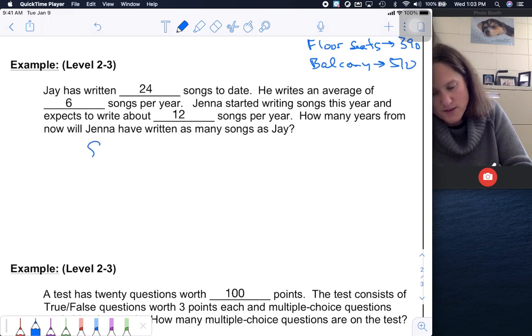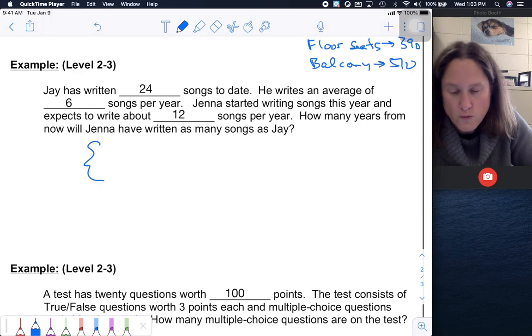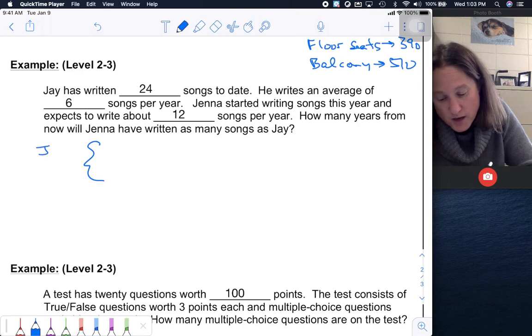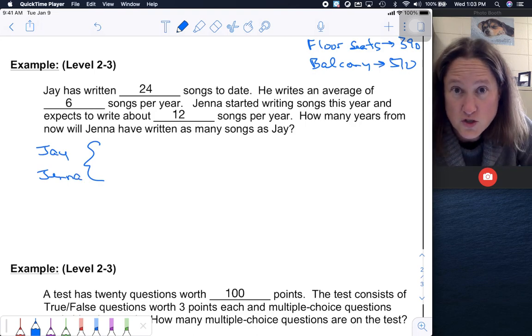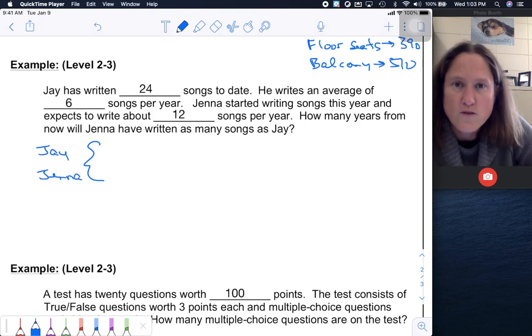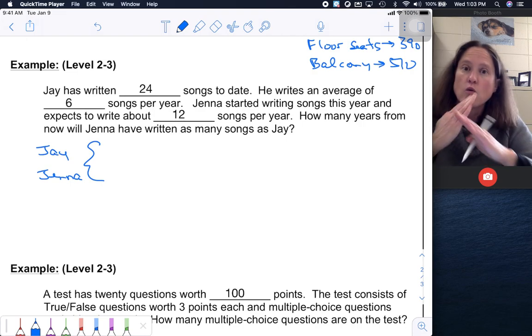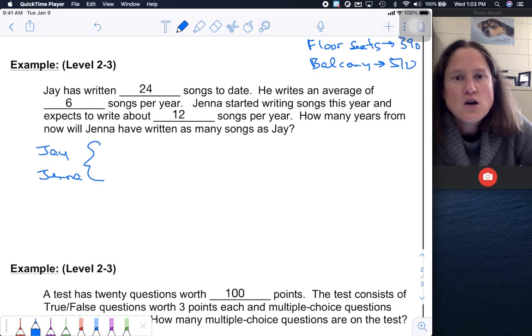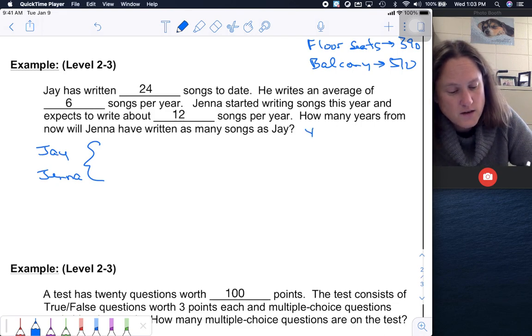So for this one, we're going to write an equation for Jay and an equation for Gina. I don't know which one that is, but we're going to write one for each of them, and then we're going to solve it to see when the two are equal to each other. Where will they intersect? So we have years that are changing here and songs. Those are going to be my two variables.